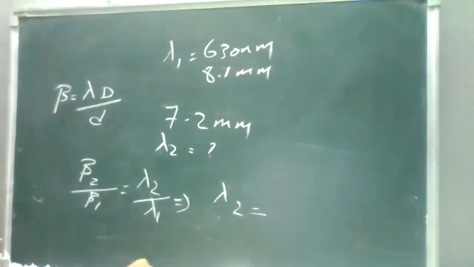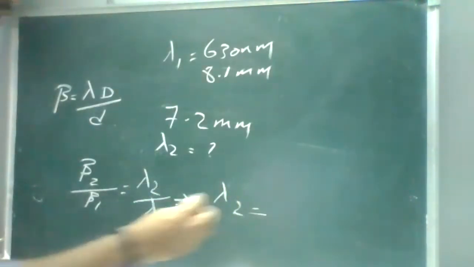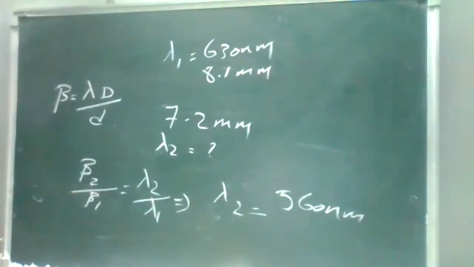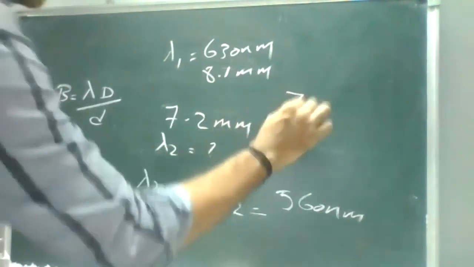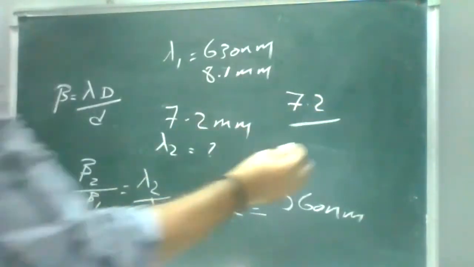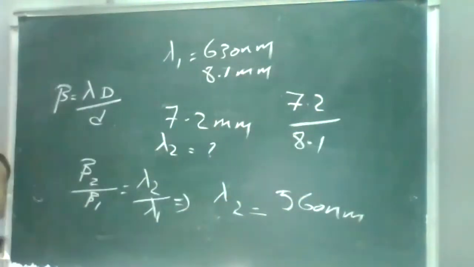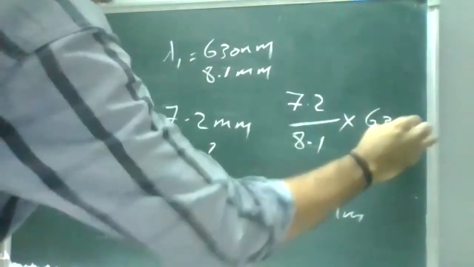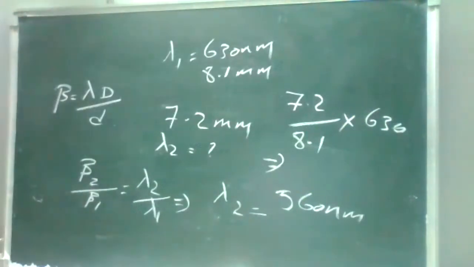How much, Emma? 560. Yeah, 560 nanometers. It is not 614, it is 560. Beta 2 is 7.2 millimeters and beta 1 is 8.1. The units mm will get cancelled. So it is 7.2 by 8.1 into 630. The answer is 560 nanometer.